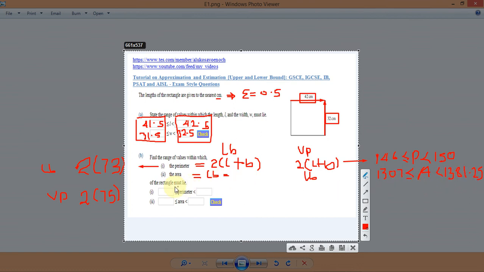We don't need to waste much time. The area must lie between, okay, so we can now write our answer here. Perimeter lies between 146 to 150, and area lies between 1307 to 1381. Okay guys, that's the end of this question.